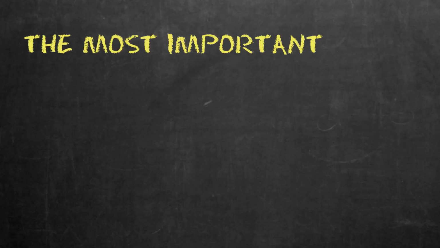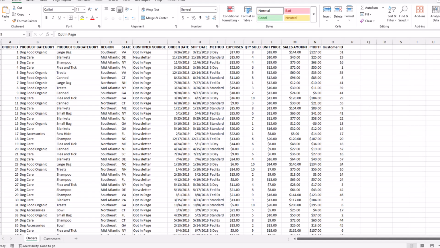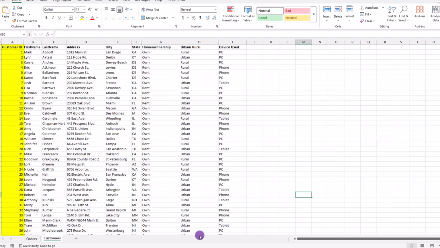But even after you meet all those conditions, the most important step in this whole entire process is to have a common field between your lists, because that field will act like a bridge between your lists. So going back to our data, notice the common field between our lists is the customer ID, which means we can now connect these lists in PowerPivot when we get to that point here in a few moments.